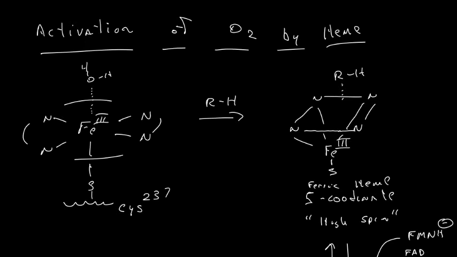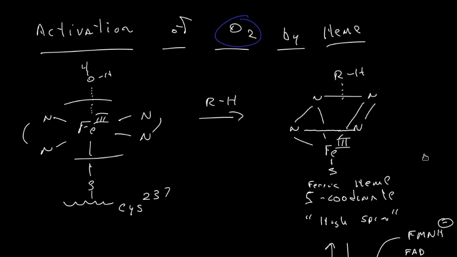In this video, we're going to talk about the activation of oxygen by HEME. The primary function of HEME is to take molecular oxygen, O2, and essentially convert it to an oxygen HEME species that can be used to insert that oxygen into a substrate, another molecule.